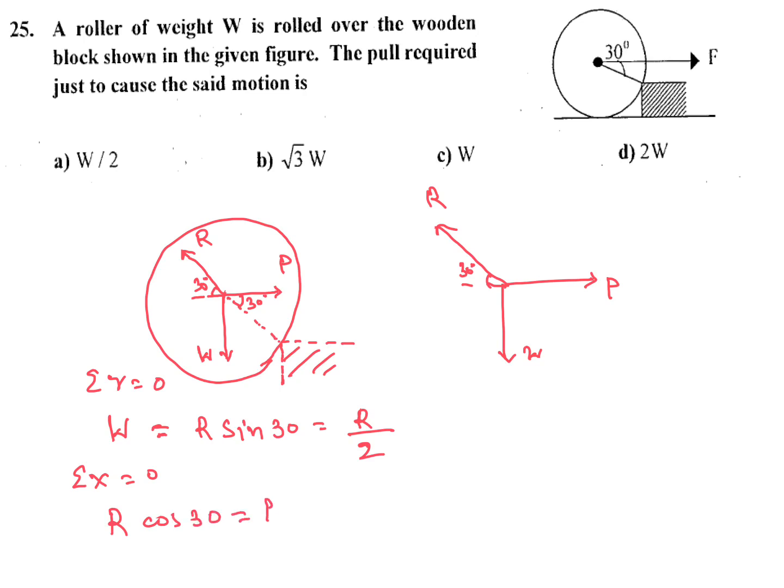In this question they asked the P value. So here R equals 2W. So P equals 2W into cos 30, which is root 3 by 2. So the 2 cancels, and we get root 3 into W. B is our answer.